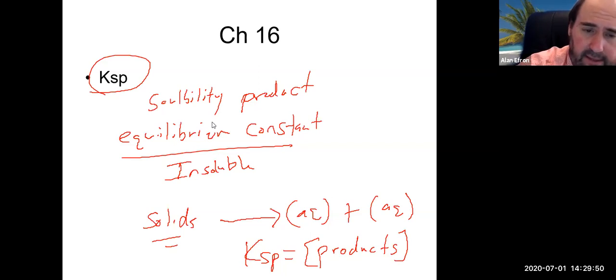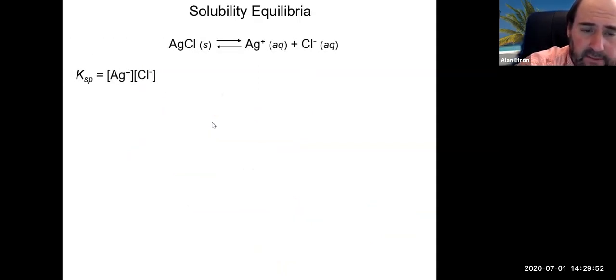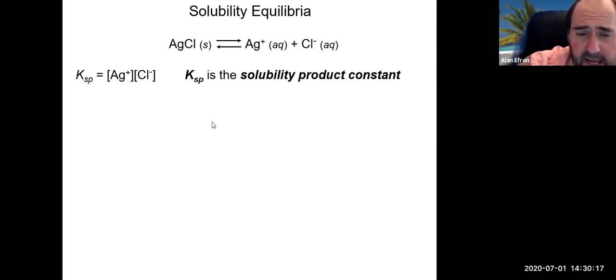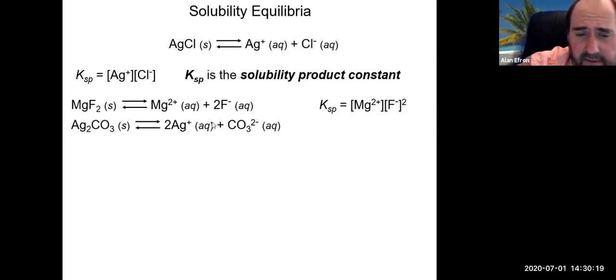Let's take a look at that. For example, silver chloride will break apart into silver ions and chloride ions. If we write our equilibrium expression, we take products over reactants, and here our reactant is a solid. So it would just be our products, which is the concentration of silver times the concentration of chloride. That would be our equilibrium expression, and that is what is known as the solubility product.